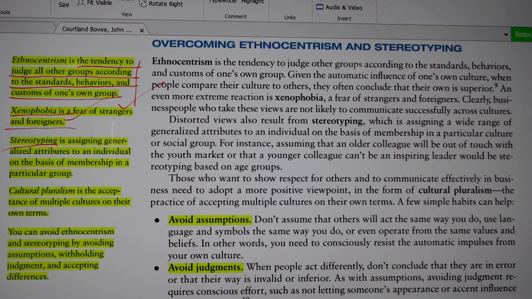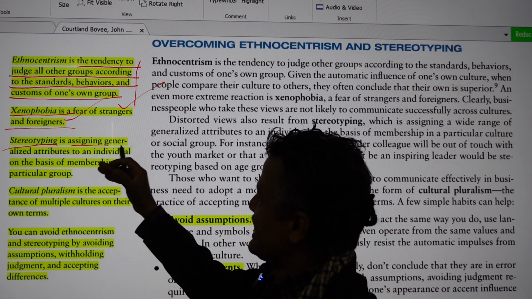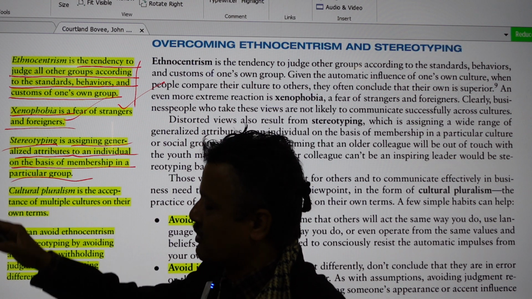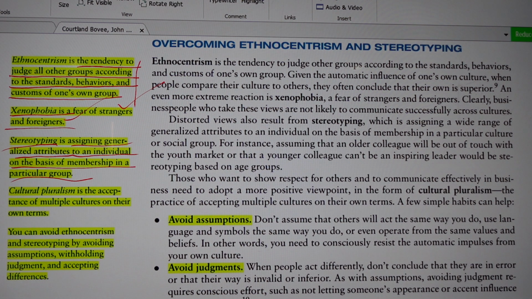Okay, what is to read here? Assigning generalized attributes to an individual on the basis of members in a particular group. When I was in India, they asked me, "Aap kahan se hain?" I said, "Nepal se." Then they said, "No, nahi ho sakte." Then I said, "Kyun?" "Aapki aankhein badi hain, Nepali ki aankhein chinki hoti hain, choti hoti hai." That is called stereotyping. Sorry, I was giving an example.